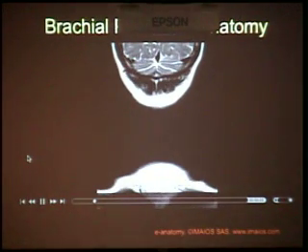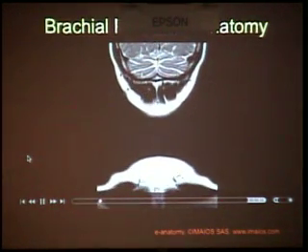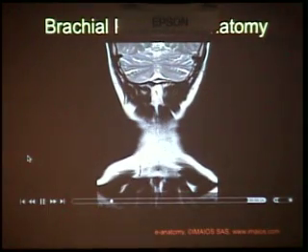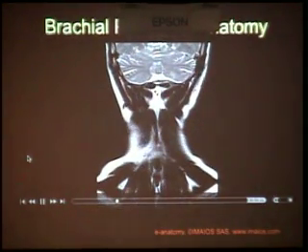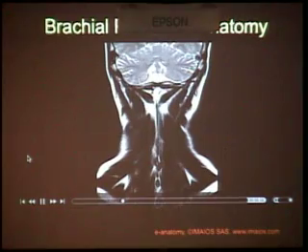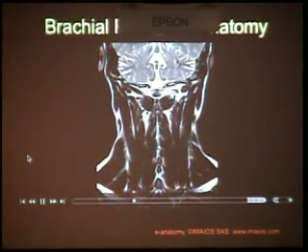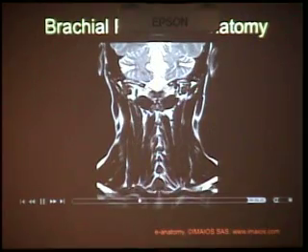Until I got comfortable with the anatomy, I didn't feel comfortable reading these cases. So if you can find in your archive a normal brachial plexus study, just look at it a couple of times, find those nerves. Every time you come to one of these cases, probably the first 10 or 15 you'll have to review the anatomy, but after that it'll come to be second nature to you.